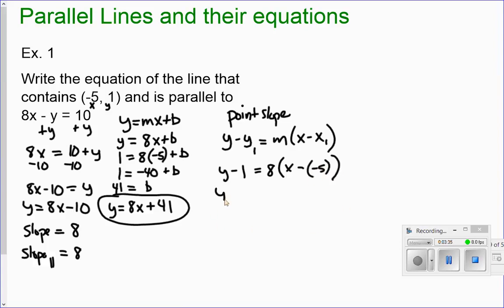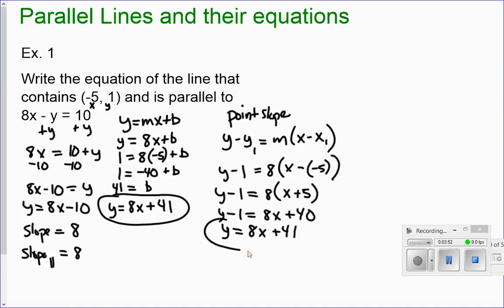So when I simplify that, y minus 1 equals 8 times x plus 5, which I can distribute: 8x plus 40, and add 1 to get y by itself, so y equals 8x plus 41. So we have the same equation using point slope as we got when we used slope-intercept form. Either equation is fine, just depends on which you prefer to use. Let's take a look at the next example.